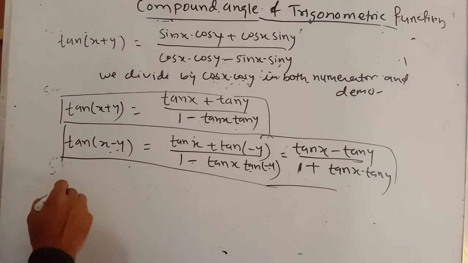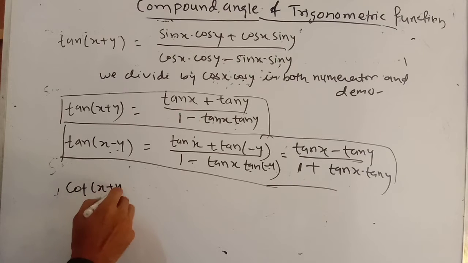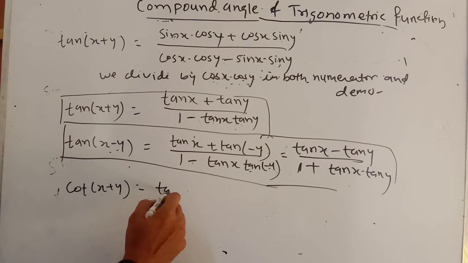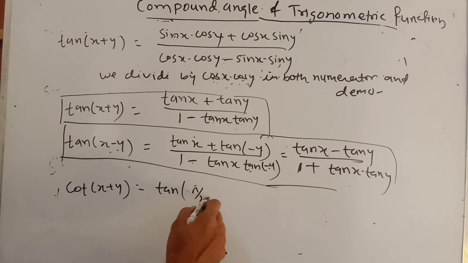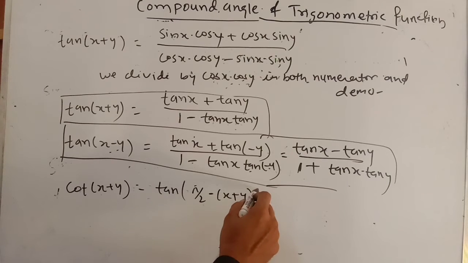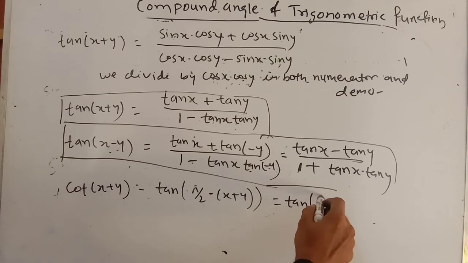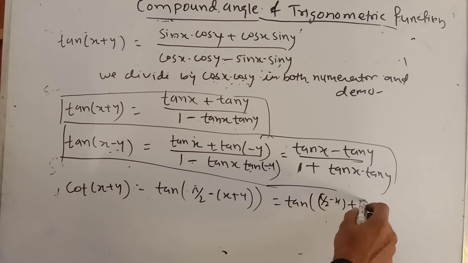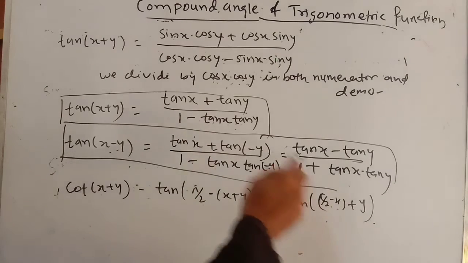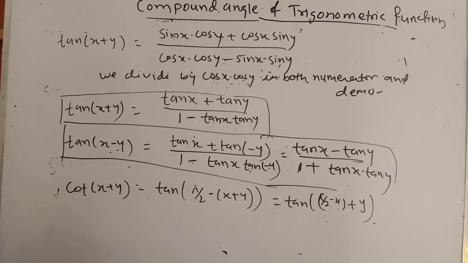Similarly, you can also find cot of x plus y. Either you can prove it like this, with tan of pi by 2 minus x plus y, putting instead of x equal to pi by 2 minus x, and instead of y, y. Or you can also prove it by dividing the cos trigonometric ratio and sin trigonometric ratio, and you can get it from here.